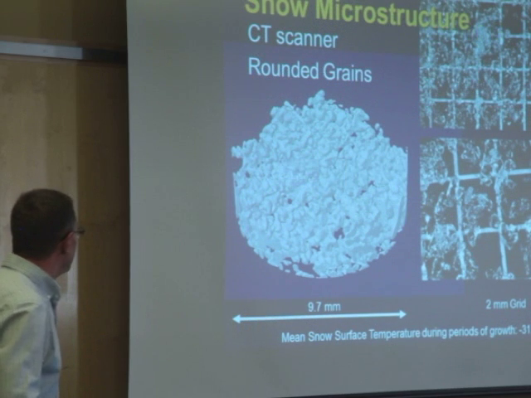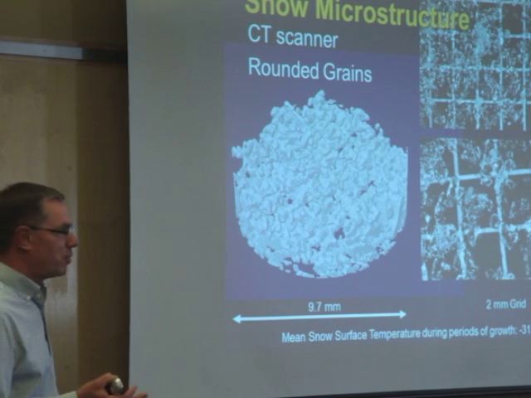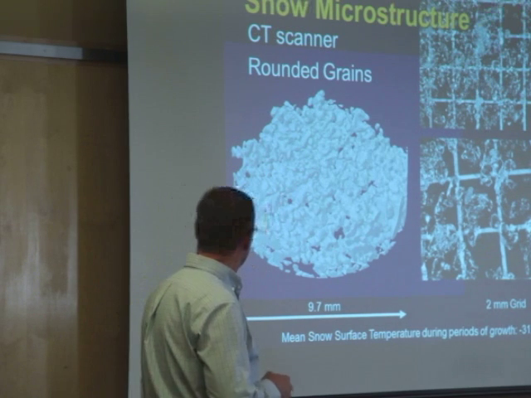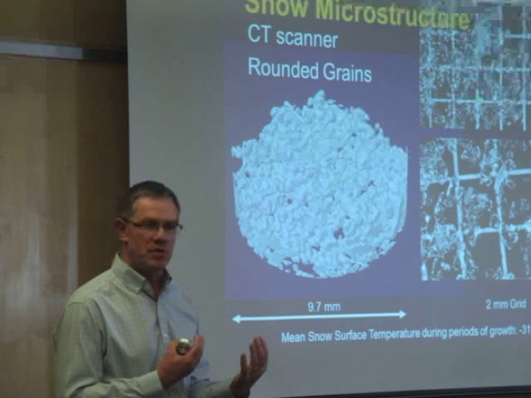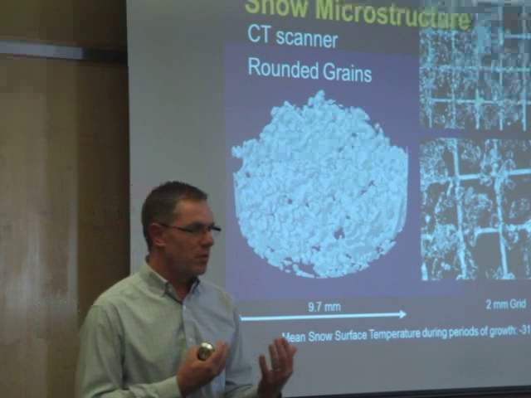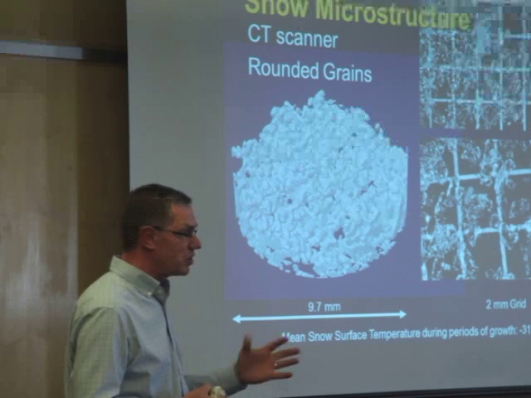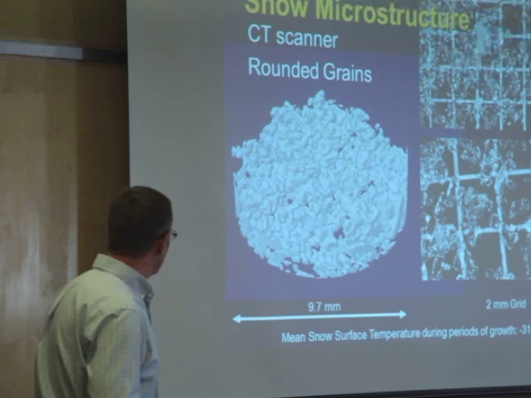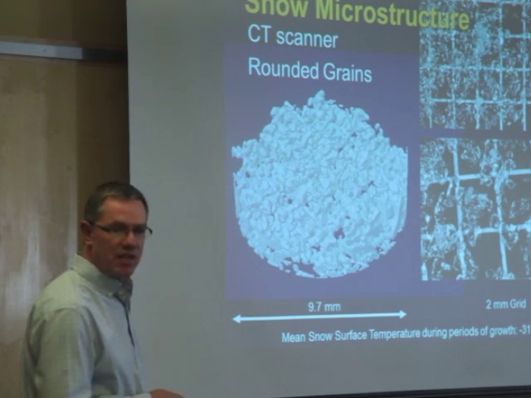So I'll throw some of these CT images up here, some well-rounded snow on a 2 millimeter grid, pretty familiar to everyone in this room that looks through a hand lens. You can see what it looks like in 3D on a CT. Our CT imager uses X-rays to make 2-dimensional and then 3-dimensional representations of the snow at very high resolution, down to about 5 microns. In this sample, this is almost a centimeter in diameter, just to give you an idea of the thing we're talking about.